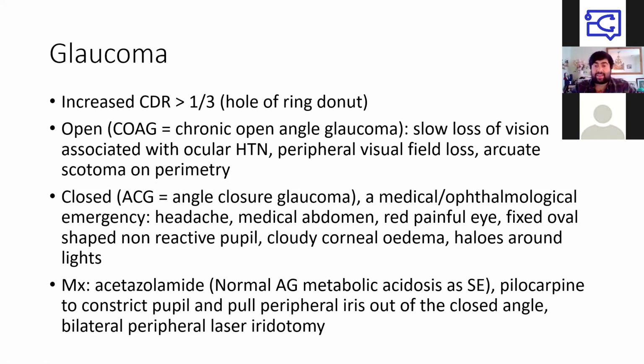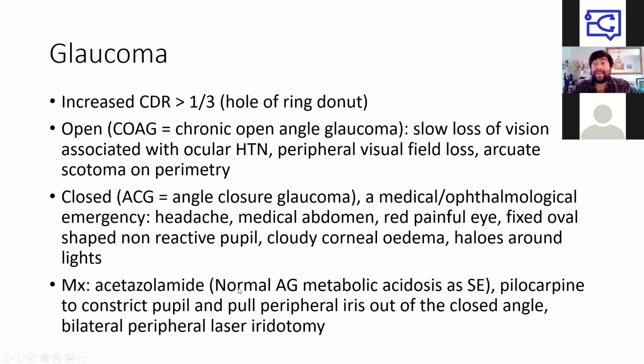These patients will have a headache, they'll have an acute abdomen, they might have a red painful eye. The classical ocular examination findings are a fixed oval-shaped pupil that reacts poorly to light. They're going to have a cloudy cornea because of edema in the cornea, because of dysfunction due to raised intraocular pressure. And if you have a cloudy cornea, which is like the window out of your eye, you might see that the question features something like halos around bright lights.